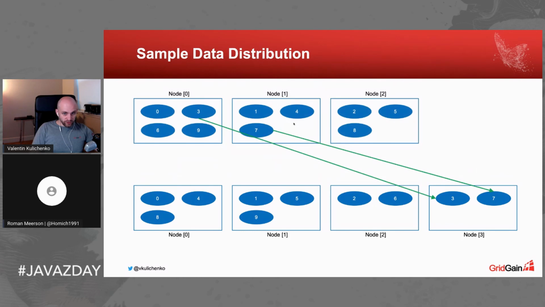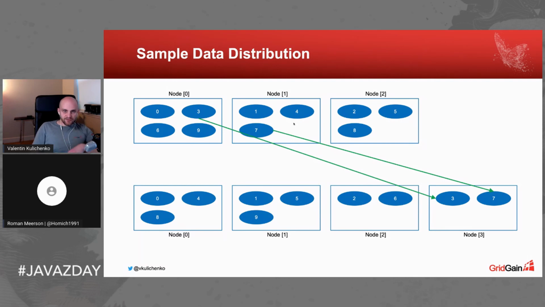This is our old distribution on the top. Distribution with 3 nodes that we had prior to topology change. And we have these partitions 3 and 7 that are being moved to the new node. And that's what we want. That's what we expect from this whole rebalancing process.